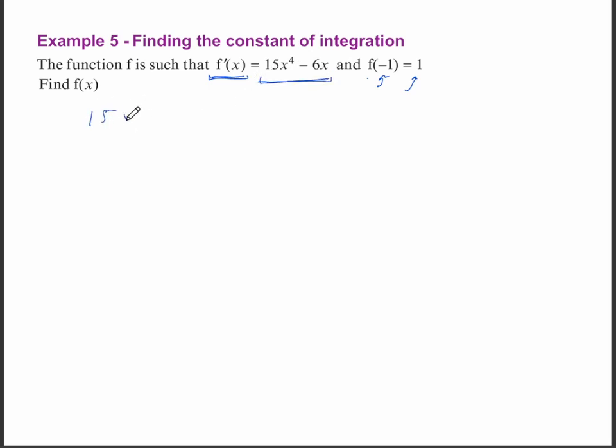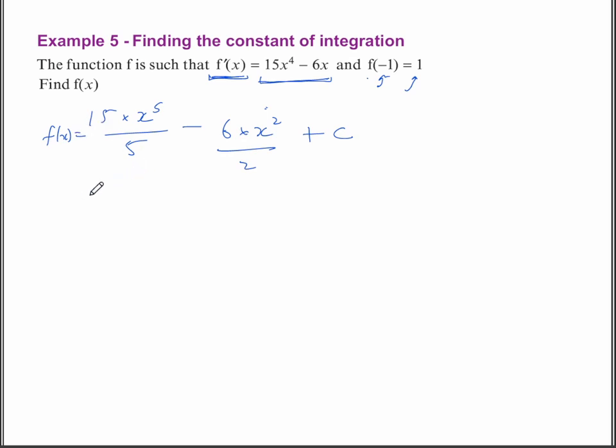That is going to be 15 times x power 4 plus 1, which is 5, over 5, minus 6 times x power 1 plus 1, which is 2, over 2, and we obviously have plus c, and that is going to equal f of x. Then we will have 3x power 5 minus 3x power 2 plus c is equal to f of x.